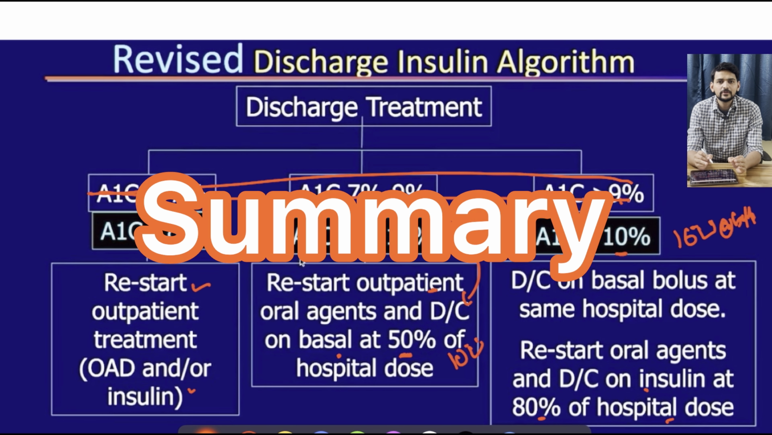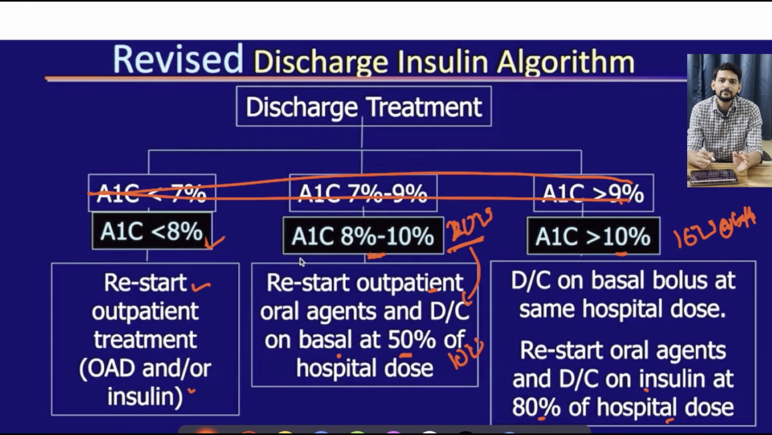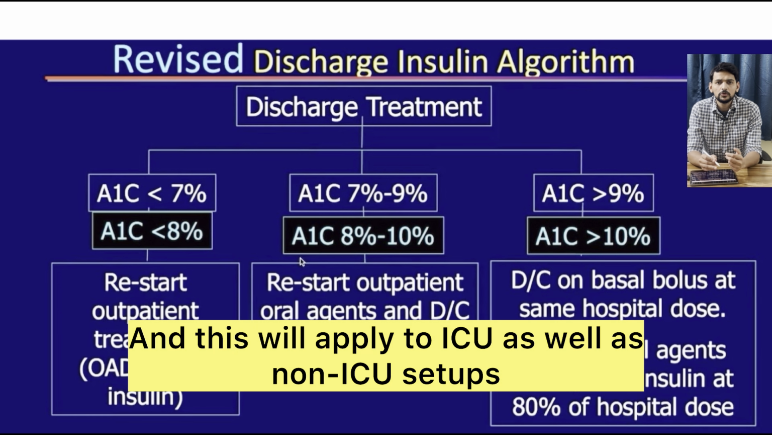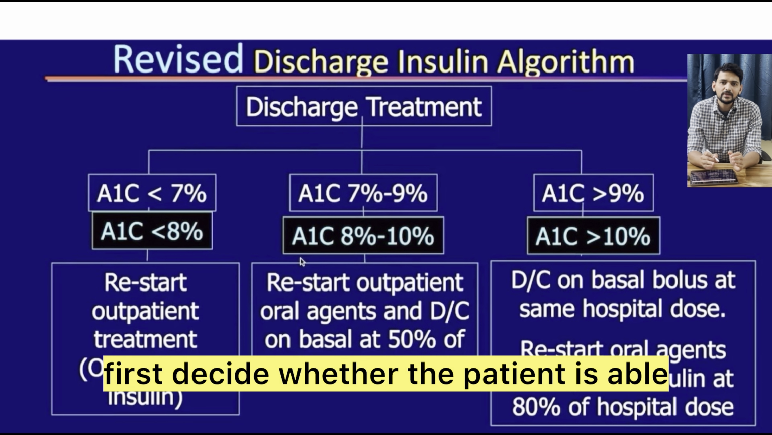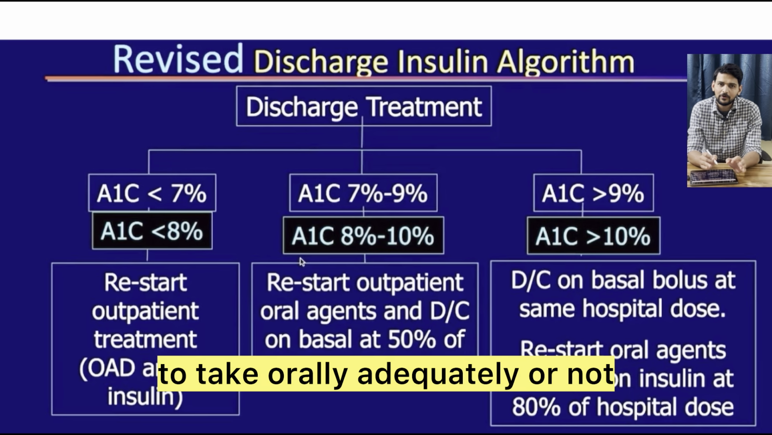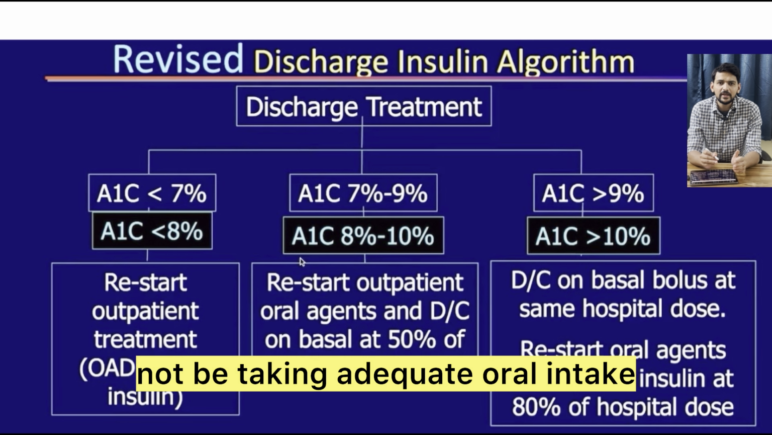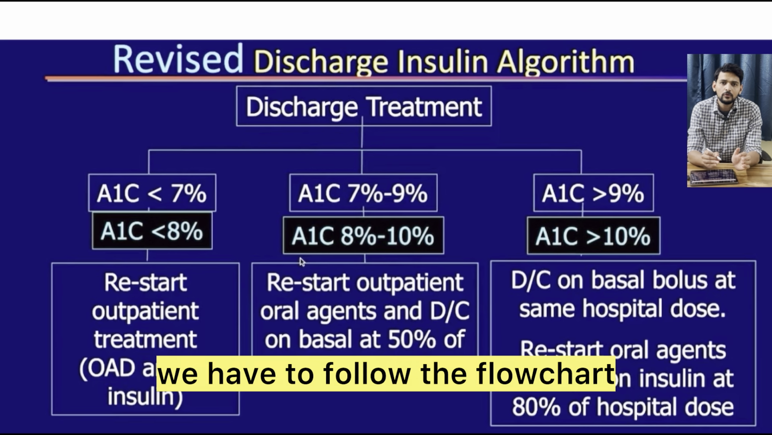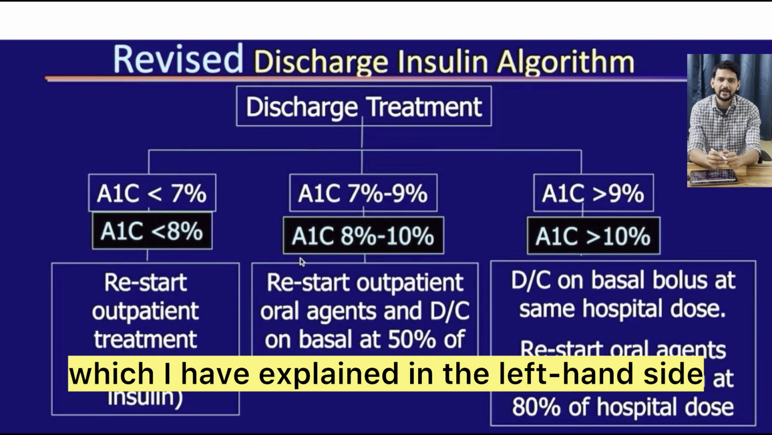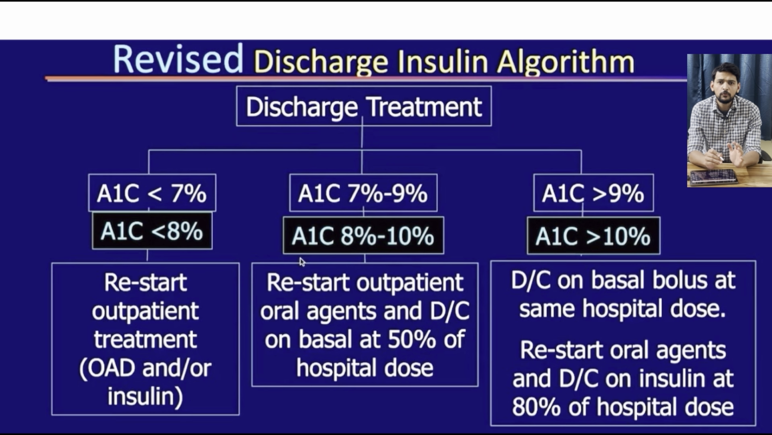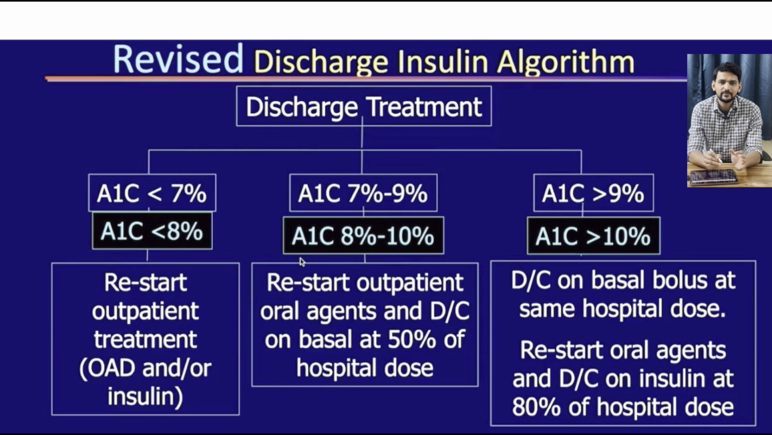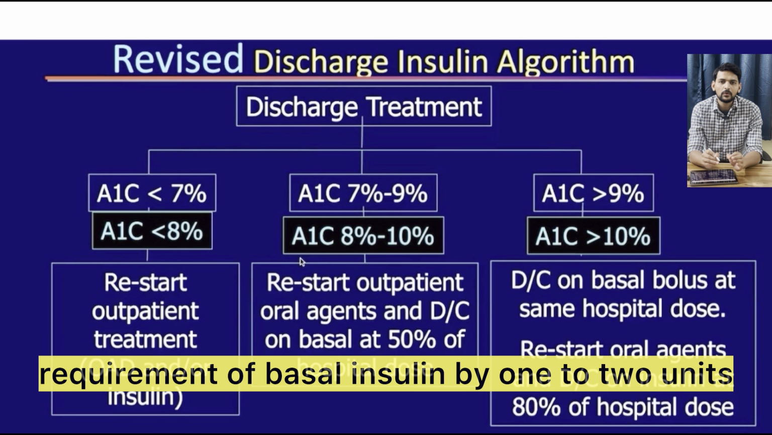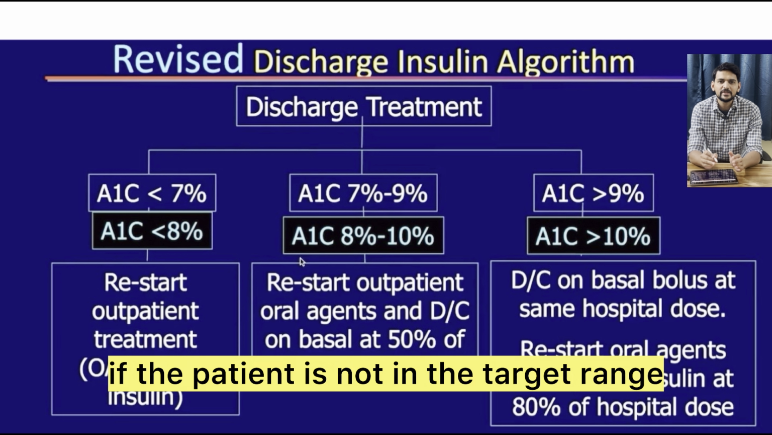Remember, the target glucose range for inpatient settings will be 100 to 180, and this will apply to ICU as well as non-ICU setups. Then to achieve this particular target, first decide whether the patient is able to take orally adequately or not. As we know, majority of the patients will not be taking adequate oral intake. So in that case, we have to follow the flowchart which I have explained on the left hand side. Mainly we will utilize basal insulin, 1/4 of the body weight units at bedtime, and over that, if required, we will take the help of bolus dosages, and we will alter daily requirement of basal insulin by 1 to 2 units if the patient is not in the target range.